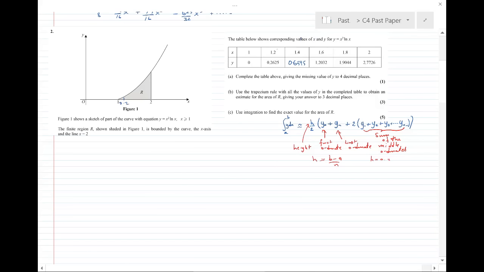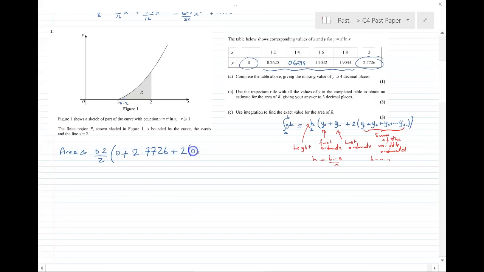Now, okay, so let's just do it. Let's put this in. So that gives us the area is approximately equal to, as I say, h is equal to 0.2. So that's 0.2 over 2 using this formula. And as I've annotated this, the y0 and yn are the first ordinate and the last ordinate. So that's 0 plus 2.7726 plus 2 times the sum of the middle ordinates. So that's all of these added up together.